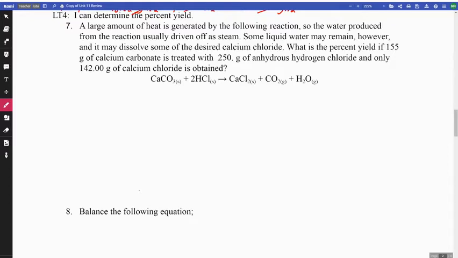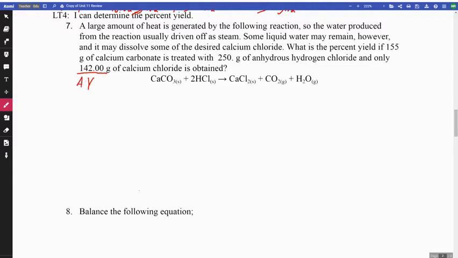Okay, so this is kind of tricky because there's a lot of numbers here, right? So it's asking for the percent yield. Now, in order to find the percent yield, you have to identify the actual yield. So the actual yield is going to be this 142, because it says only 142 grams of calcium chloride is obtained. So if we did this in a lab and actually mixed all the stuff together and then collected the product, we would collect 142 grams of calcium chloride. So that is our actual yield.